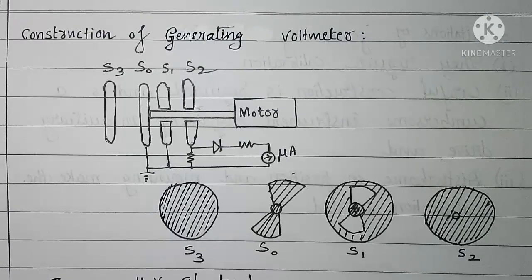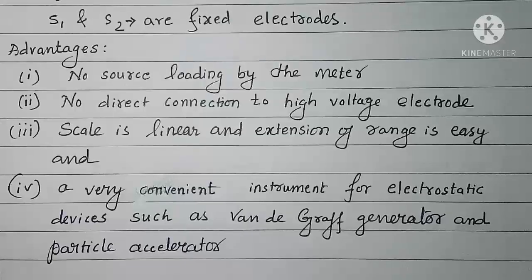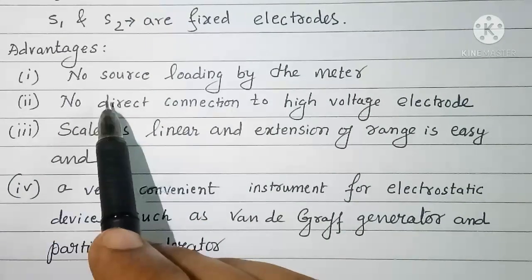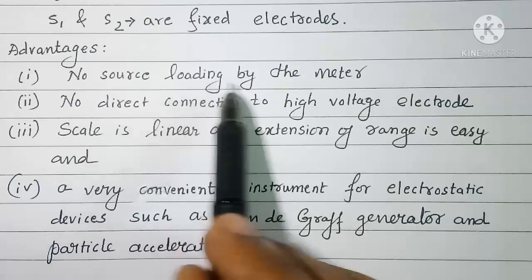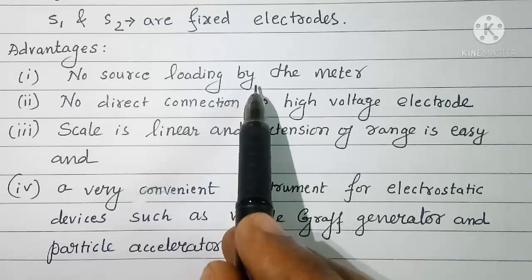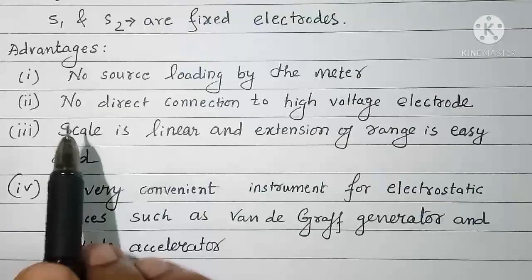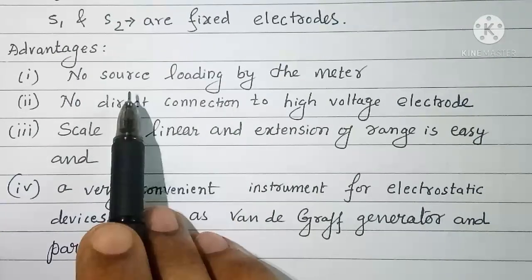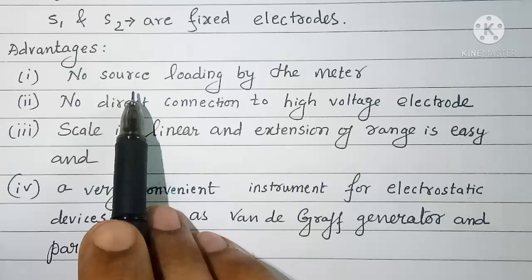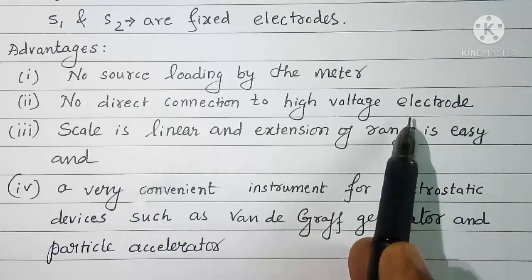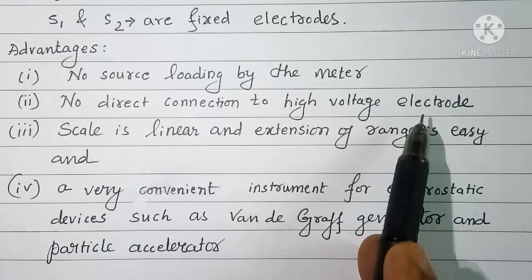Next, we will see advantages and the disadvantages or limitations of generating voltmeter. Advantages: no source loading by the meter. Since this instrument is capacitive type instrument, the current drawn from the source will be negligible, that is almost it is equal to zero. Therefore, there will be no loading. Therefore, the source will not be loaded. High voltage electrode is not connected directly to the instrument. High voltage electrode is kept away from the instrument.